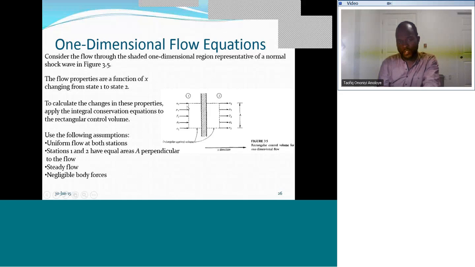One of the other assumptions is that stations 1 and 2 have equal areas A, which are perpendicular to the flow. That is, the area A equals the area A, and both areas are perpendicular to the flow. Then we are going to assume that the flow is steady, that there is no variation of these flow properties with time. And we are going to assume that the body forces are negligible. Examples of body forces are the force of gravity, electromagnetic force, and all that. Usually of course there will be some force of gravity, but now we are going to assume the effect of such force is negligible on the flow. So the flow is in the x direction.